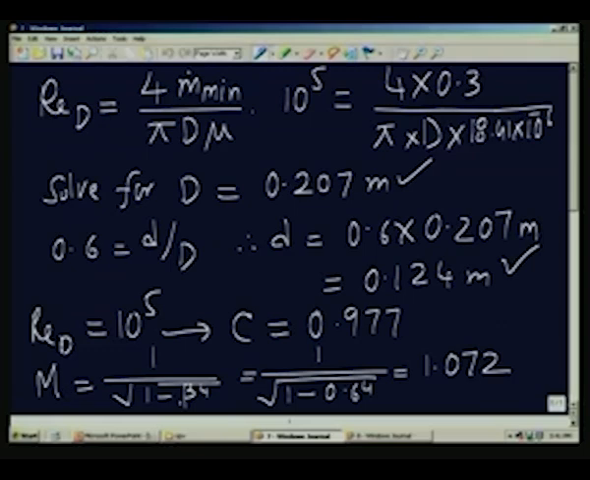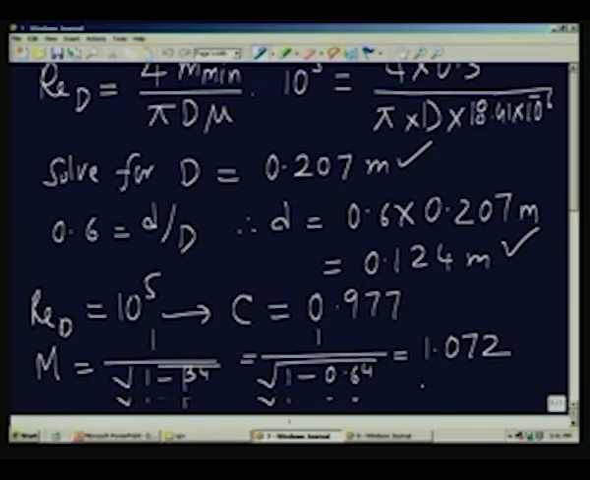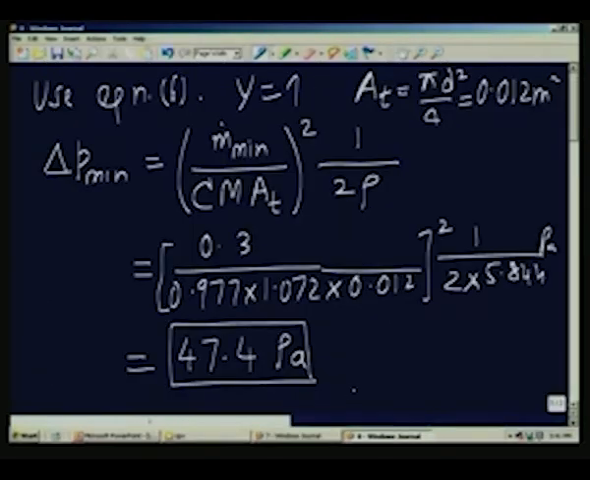The value of M, the velocity of approach factor, is 1 over square root of 1 minus beta to the power of 4. It is 1 divided by square root of 1 minus 0.6 to the power of 4. It is 1.072. Now all I have to do is to use equation number 6 in the previous lecture. With Y equal to 1, we are assuming that there is no expansion or no compressibility effect. We calculate the throat area, or the area of the smallest section, as pi small d squared by 4, which comes out to be 0.012 square meters, and d is 0.124, which was determined in the previous slide, 0.0124.